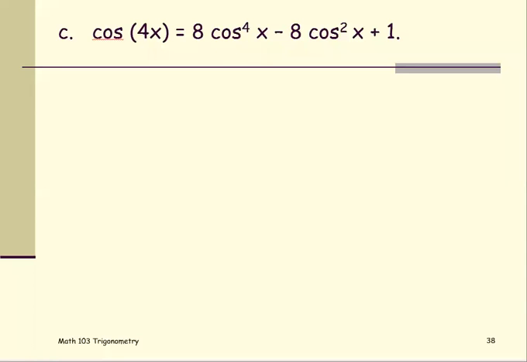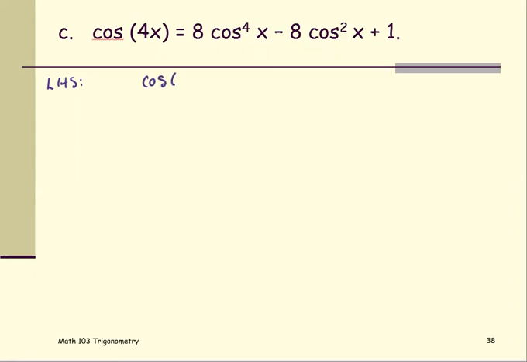In part C, we are going to prove that the cosine of 4x equals 8 times the fourth power of cosine x minus 8 times the second power of the cosine x plus 1. In this case, the right-hand side looks complicated, but the term on the left-hand side has 4 times x, which we can do more with than working on the 3 terms on the right-hand side. Now we're going to start from the left-hand side.